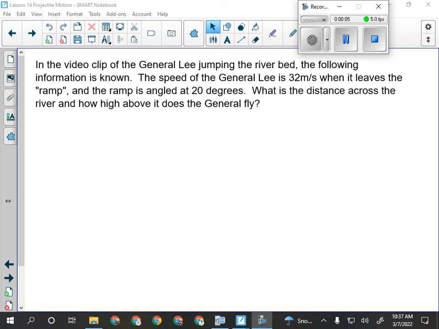Okay, so we got the General Lee jumping the riverbed. For that jump, this information is known. The General Lee is launched at 32 meters per second, 20 degrees above the horizontal. We want to figure out the distance across the river and the maximum height that General Lee would achieve from this jump.